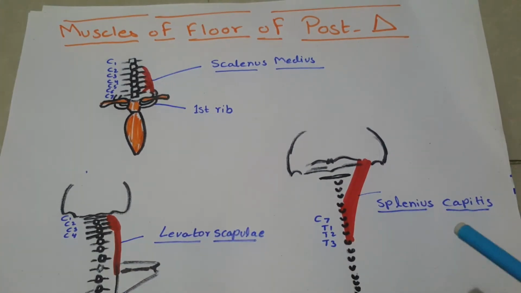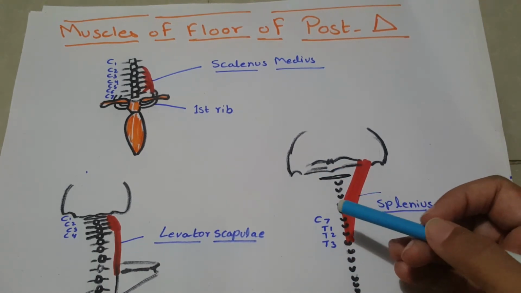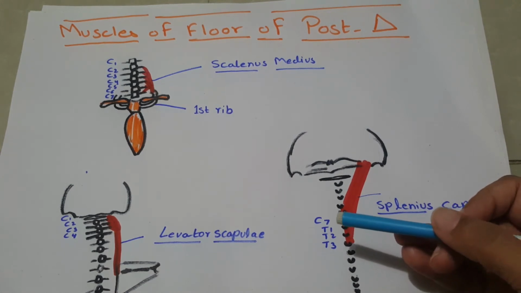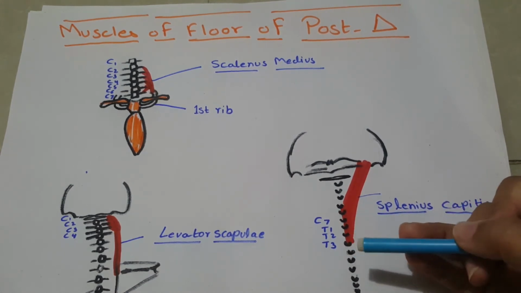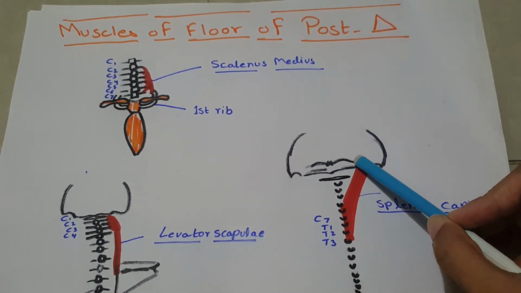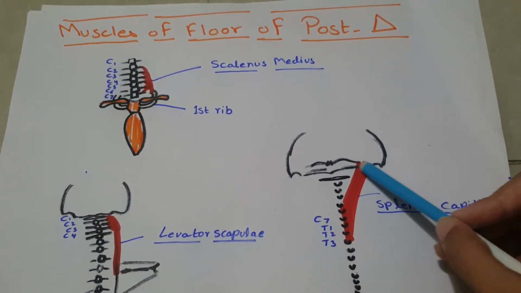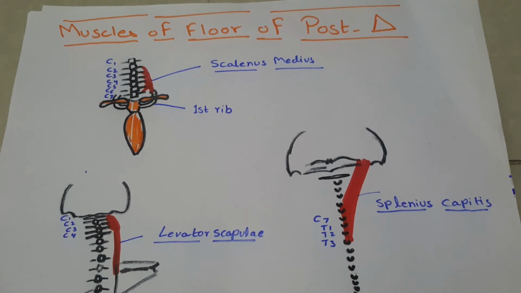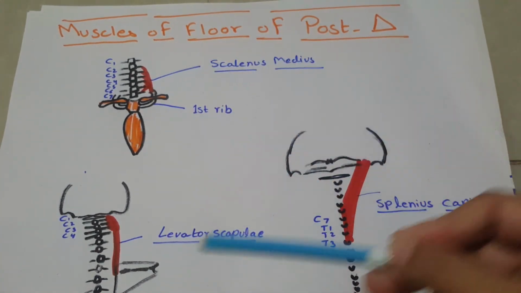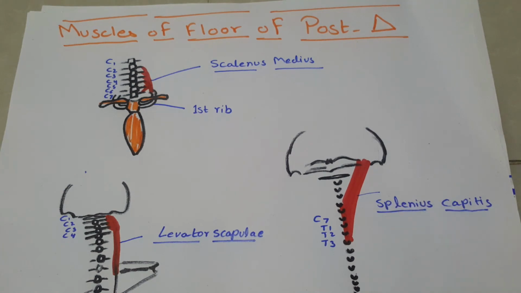Splenius capitis muscle originates from the ligamentum nuchae as well as spinous processes and supraspinous ligaments of T1 to T3, and this muscle is finally inserted on the occipital bone between the superior and inferior nuchal lines. So we can see in the diagram that floor of the posterior triangle is formed basically by these three muscles: scalene medius, levator scapulae, and splenius capitis muscle.